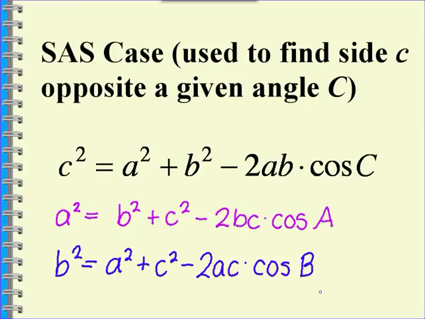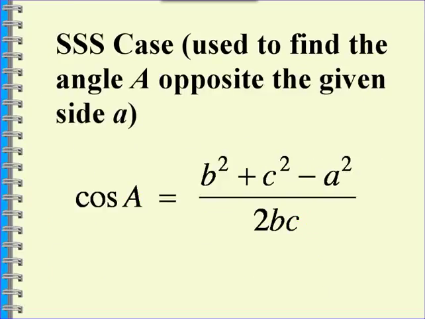So now we're going to look at the side-side-side case. The side-side-side case is basically the other formula that we just got done looking at, but solved for cosine. When we used the other formula for a side-side-side case, there are usually a ton of mistakes that get made in finding that angle. So we're going to just use this formula. This will be much better.